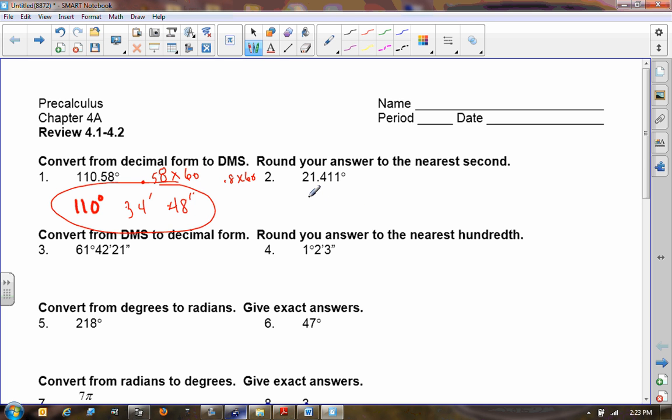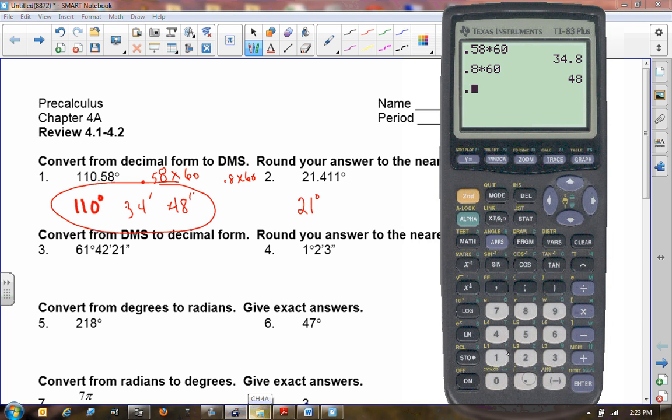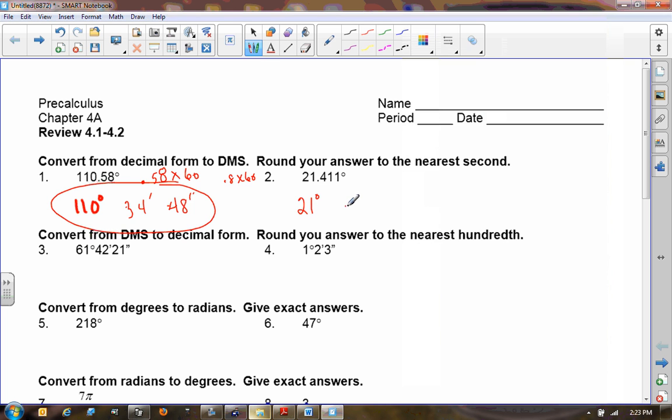All right, so let's do that again. The 21 stays. So now I got to convert this 0.411. 0.411 times 60 is 24.66. Times 60. Remember, I keep taking the decimal. That last one you can't do anything with. So it's 2439.6.